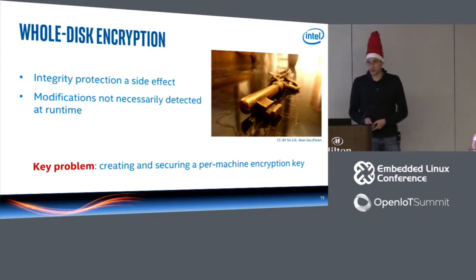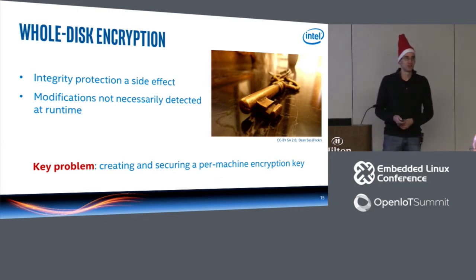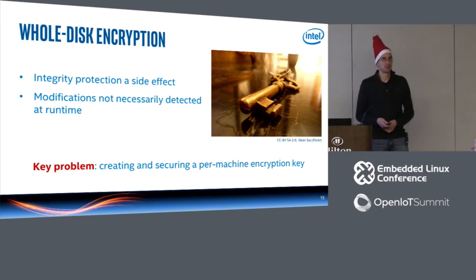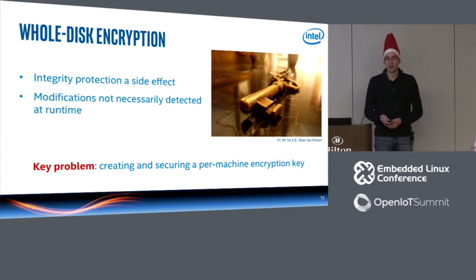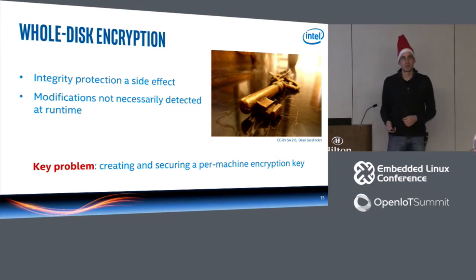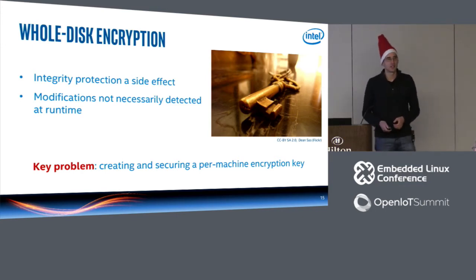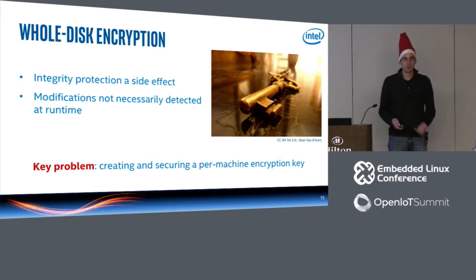So, whole disk encryption. Now that's a lot more mature. People have done that for a long time. It's commonly used on laptops, for example. Integrity protection here is basically a side effect of encrypting the entire partition. Because an attacker, when the device is turned off, just sees garbage in the partition. If he tries to modify the partition, all he can achieve, if he doesn't have access to the secret key, is that when the device boots up again, some blocks will be completely modified. And there's no way to do dedicated file editing, for example. That just doesn't work.